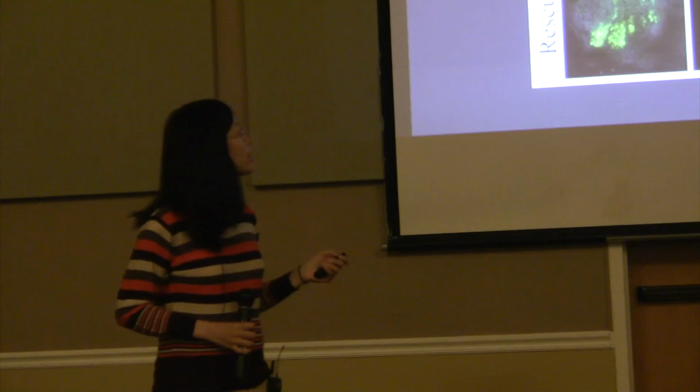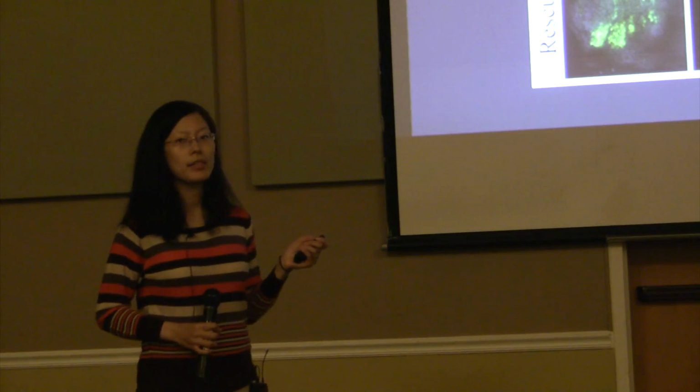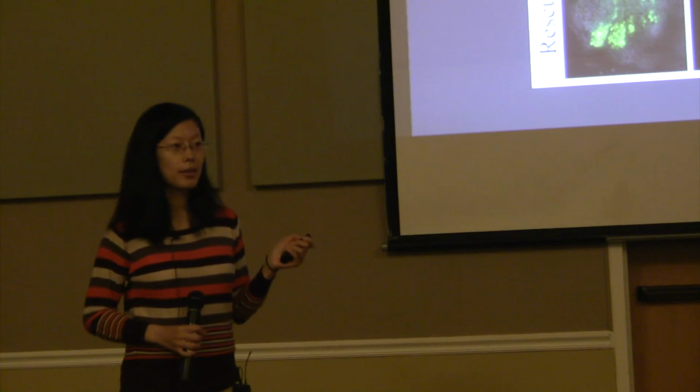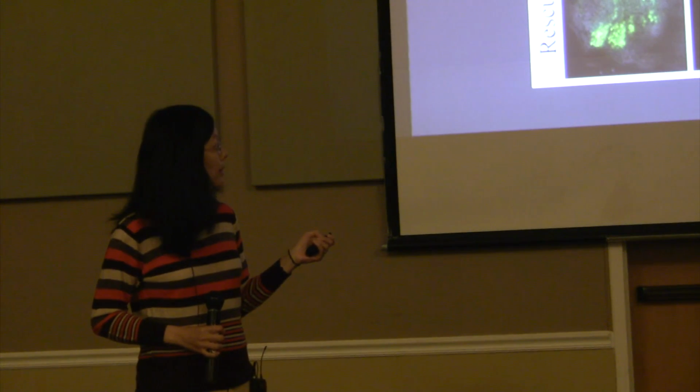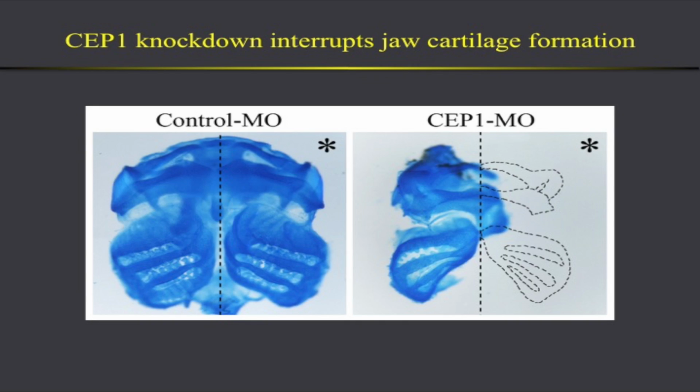We know that cranial neural crest cells give rise to lots of downstream derivatives, such as the cranial cartilage and bone. So we next looked naturally at whether there is a consequence in cartilage formation. This is the Alcian blue staining for cartilage. You can see that when CEP1 is knocked down in this half of the embryo, the craniofacial cartilage formation is largely abolished.